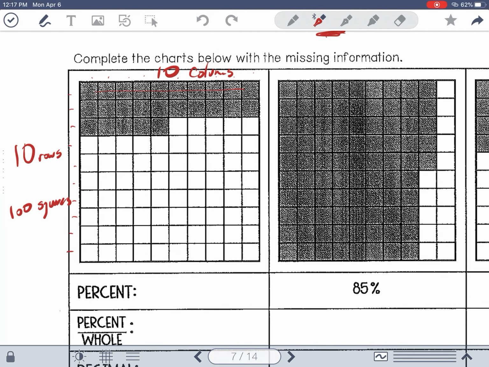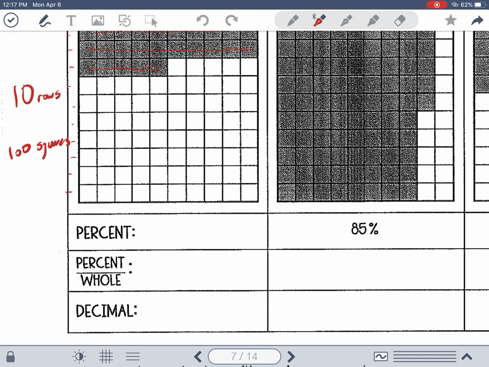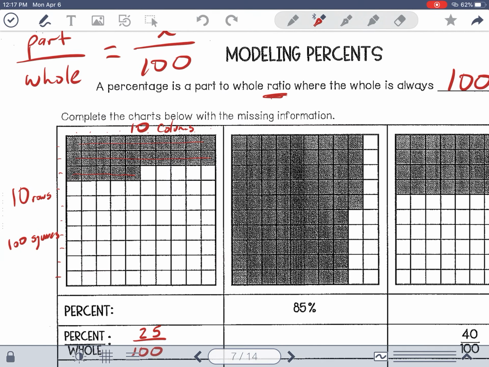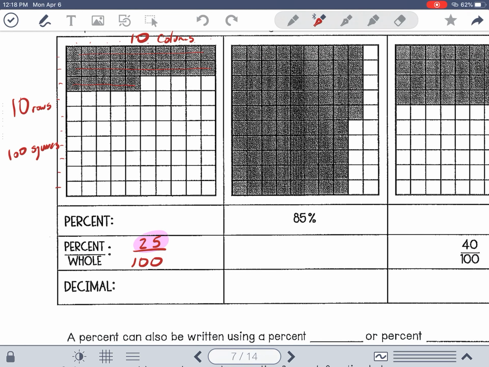How many are shaded in? If I've got 1 row and 2 rows, that's 20, and I've got 25 shaded in. So 25 over 100, because there are 25 parts, and the whole is 100. It's the entire thing. Now you should know that 25 over 100 is 25%.